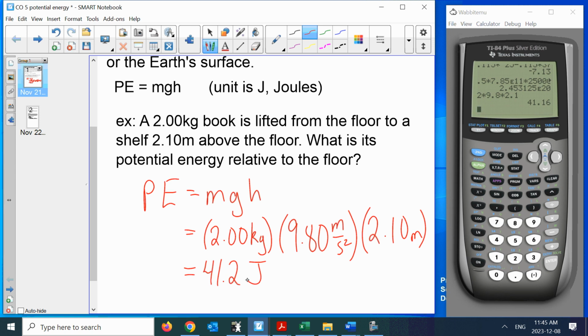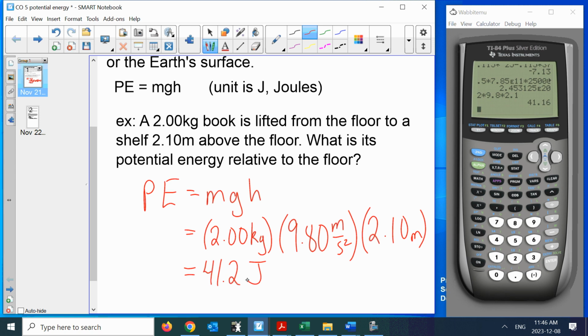All of that is essentially the work I did by lifting it, if I lifted it from the floor. All of that, if I drop the book from that height, that's how much kinetic energy it'll have just as it kisses the floor, right? That's what's important.